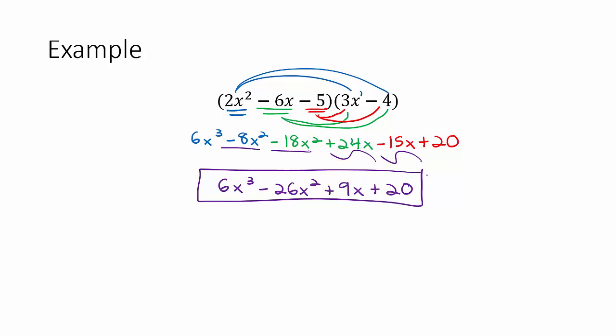So multiplying polynomials is just a lot of distributing. Each term distributes onto each term of the next factor.